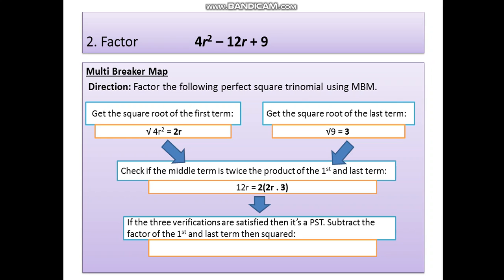So correct. If the three verifications are satisfied, then it is a perfect square trinomial. Then you subtract the factors of the first and the last term. Why? Because look, our trinomial has a negative sign, so you have to use the negative sign, or subtract. So 2r minus 3 quantity squared is the factor of 4r squared minus 12r plus 9. Again, 2r minus 3 quantity squared is our answer.